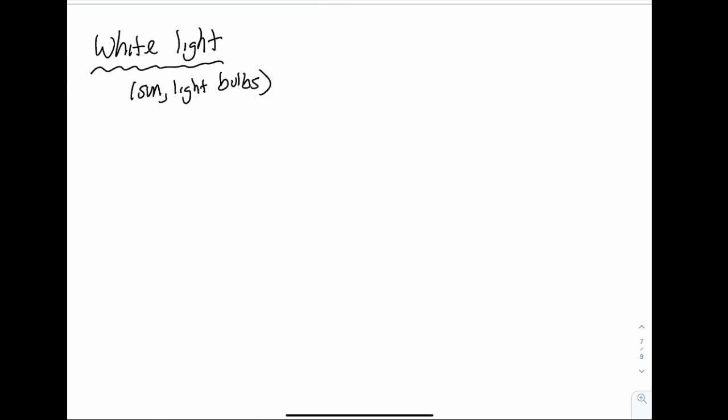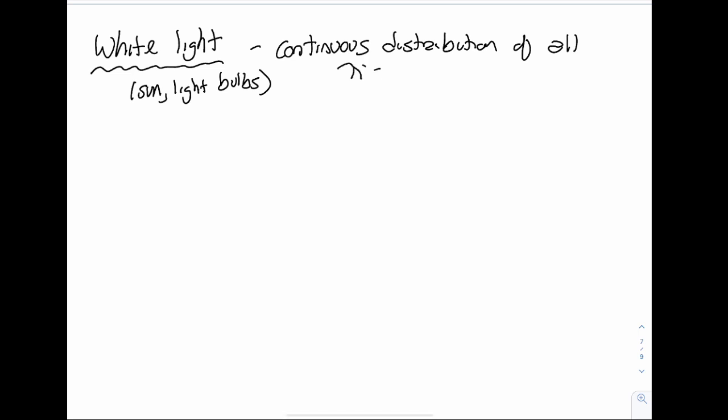If I was to look at white light, and white light is just what we see when we see light, like we're not seeing a color, like the sun, light bulbs, that sort of thing. White light is actually a continuous distribution of all wavelengths. For us, it's going to be wavelengths in the visible range because that's what we can see. So it's a continuous distribution of all wavelengths, and then we're going to say in the visible range.